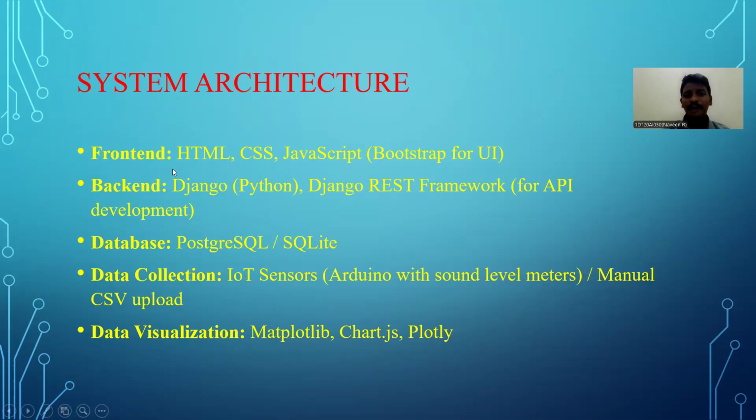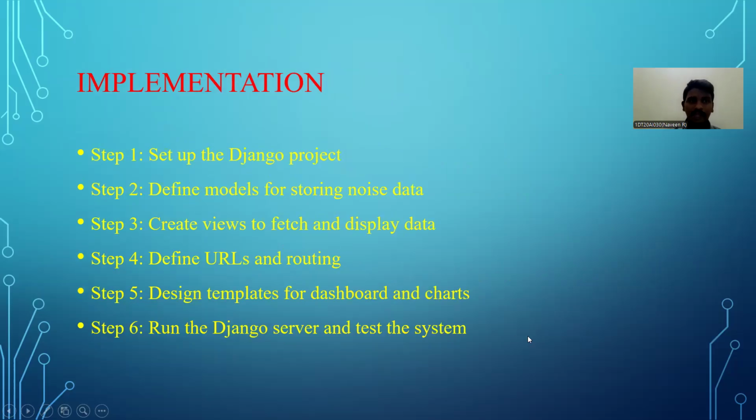The front end, back end, and database are the main important parts of this organization. Through data collection, we are collecting the data from IoT sensors, and we will be visualizing it by using matplotlib, chart.js, etc. Now we have the implementation steps. How are we going to implement these steps using the Django framework with Python code?